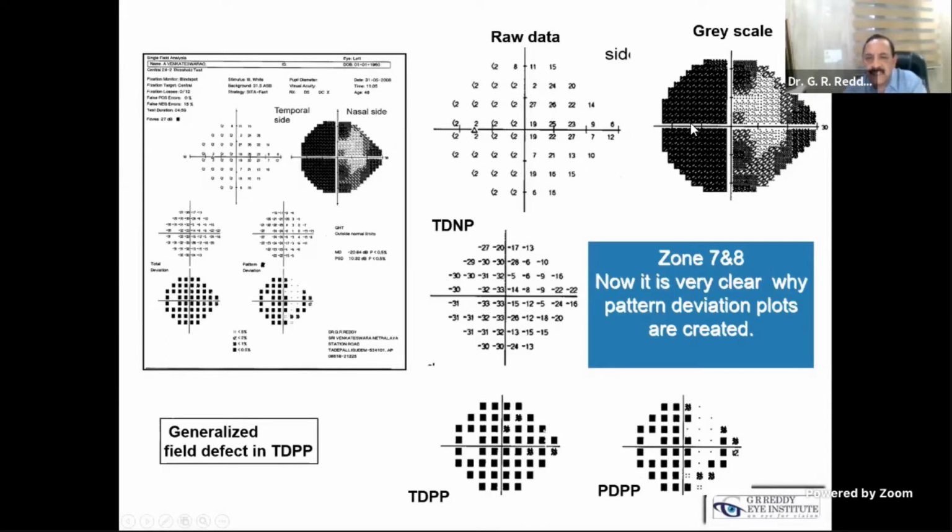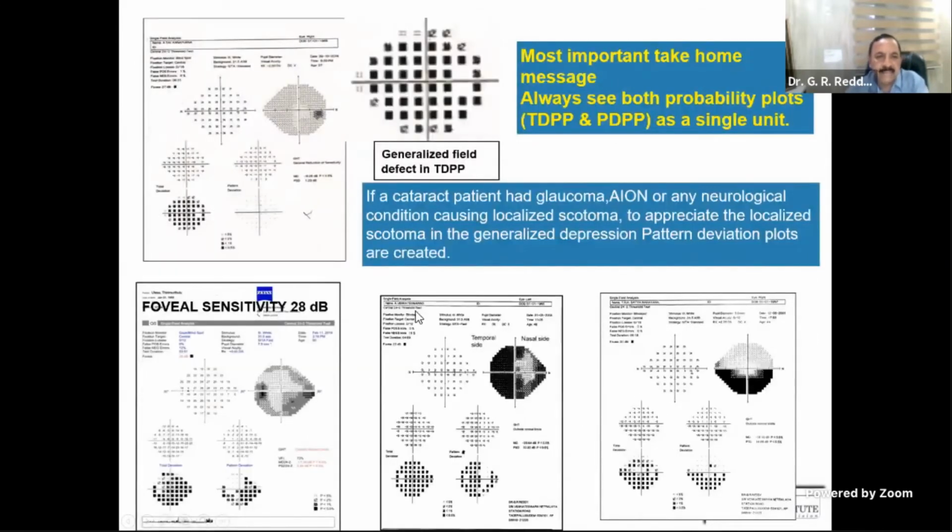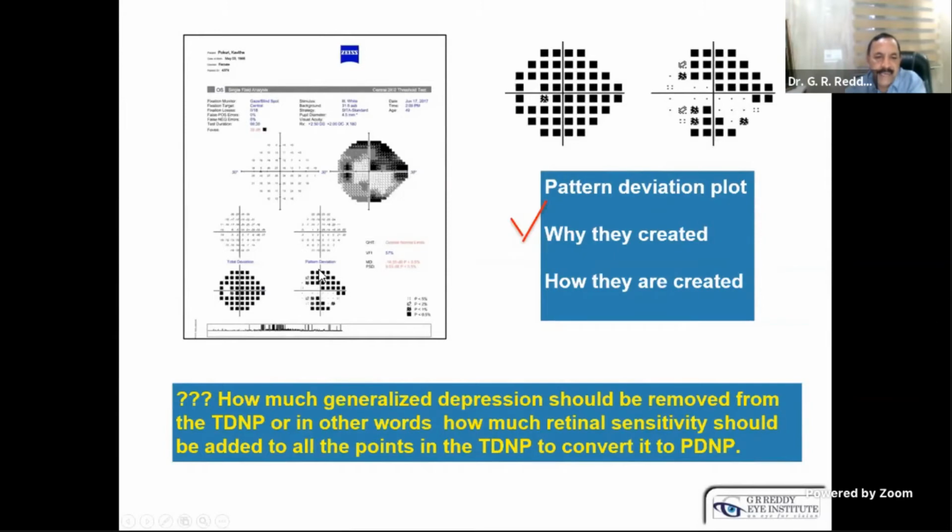It is appreciated in the grayscale, appreciated in the total deviation numerical plot, but masked in the generalized depression because of the cataract, and appreciated in the pattern plot. So pattern plots are created to appreciate the localized scotomas masked in the generalized depression of the total deviation numerical plot. Usually in ophthalmology, the common cause of the generalized depression in the total deviation probability plot is cataract. So now we know why the pattern plots are created. The pattern plots are created to highlight the deep scotomas in a generalized depression.